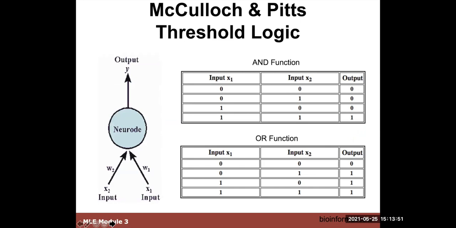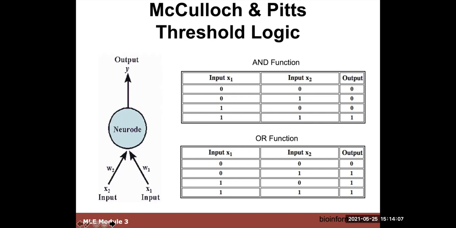This is the body, and then an output with an axon. So W1X1 plus W2X2 equals Y. So this is the output. So weighted inputs lead to an output.